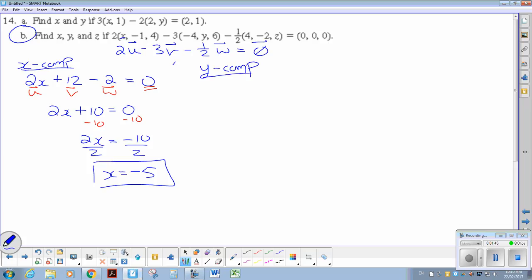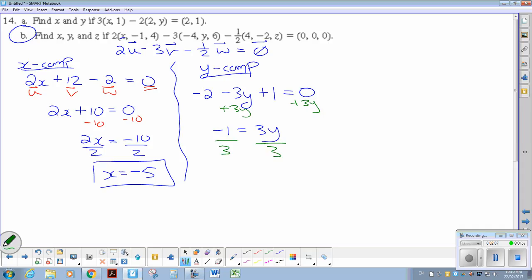So for the y component, we have -2 minus 3y plus 1, and that has to equal 0. And again, we run into solving some algebra. I know I'm putting some extra steps in there, so if this is more than what you need, I can appreciate that. So we end up with -1/3 is equal to y. So for the statement to be true, the y value has to be that.